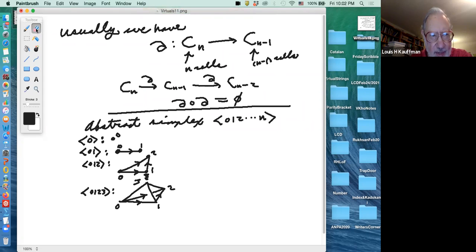I standardly have my arrows going from smaller numbers to larger numbers, and then I have to arrange my boundary formulas accordingly, all right? So, and so on, right? So these are simplices, abstract simplices. And how do we define the boundary of an abstract simplex? Well, let me give you the general definition, and then you'll see everything works out very well.